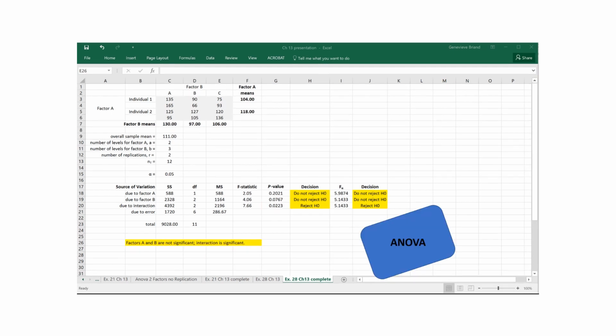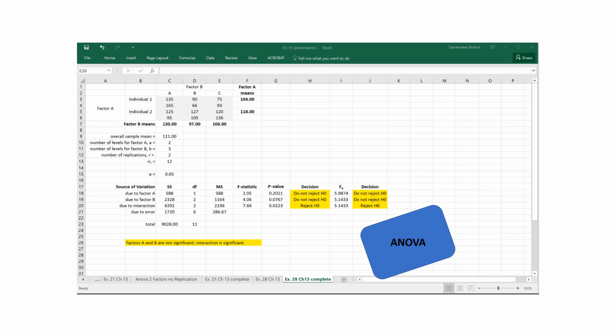So our final results are that factor A, the individual, and factor B, the assembly method, are not significant each individually, but the interaction between factor A and factor B has a significant effect on the mean number of units assembled per week.